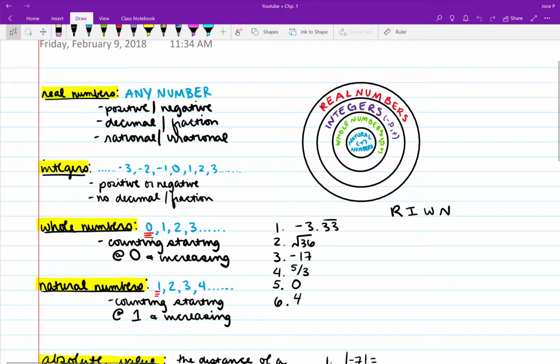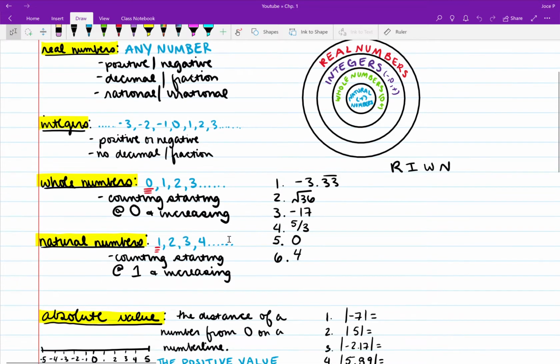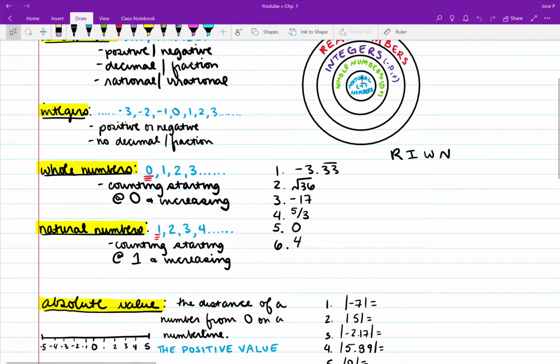Now, whole numbers. Whole numbers are what we consider counting numbers. They're the next ring over here. They're considered counting numbers, except they start at 0, they don't just start at 1, and they are increasing. Next, we have natural numbers, which is the innermost circle. Natural numbers are what we consider counting numbers, how we actually count objects and things. They start with 1.